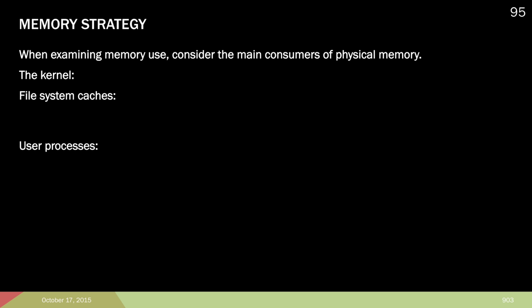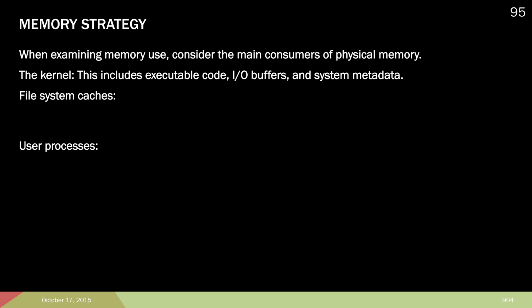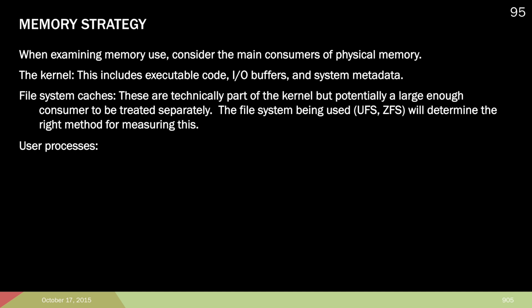When examining memory use, consider the main consumers of physical memory. The kernel: this includes executable code, I/O buffers, and system metadata. File system caches: these are technically part of the kernel, but a potentially large enough consumer to be treated separately. The file system being used, UFS, ZFS, and so on, will determine the right method for measuring this. User processes: application code and heap allocations.